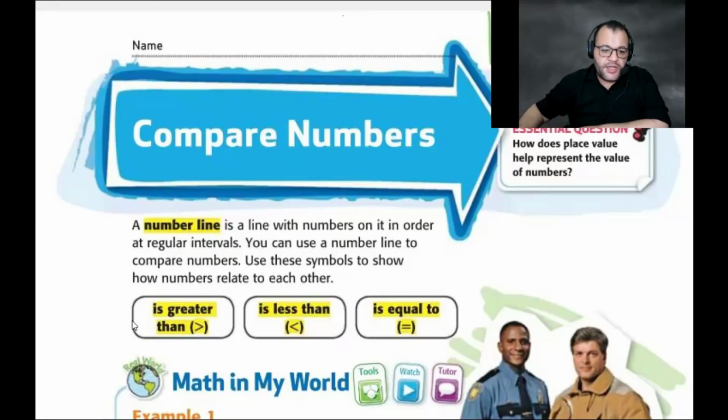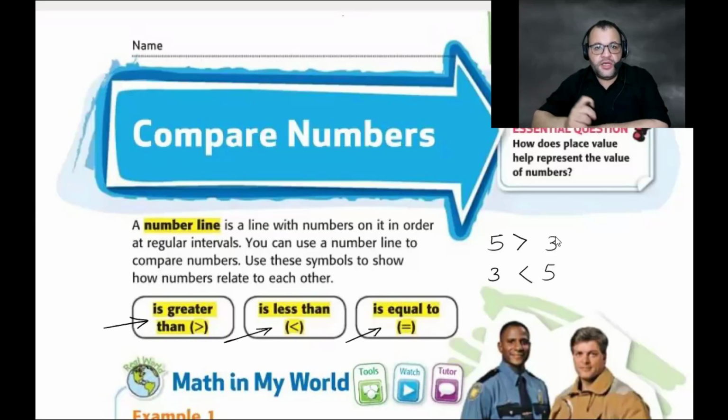The first sign that we have is greater than, the second one is less than, and the third one is equal. If you need to compare 5 and 3, if you start from 5, you say that 5 is greater than 3. But if you start from 3 to 5, 3 is less than 5. That is the difference between greater than and smaller than. The sign always looks to the greatest number.